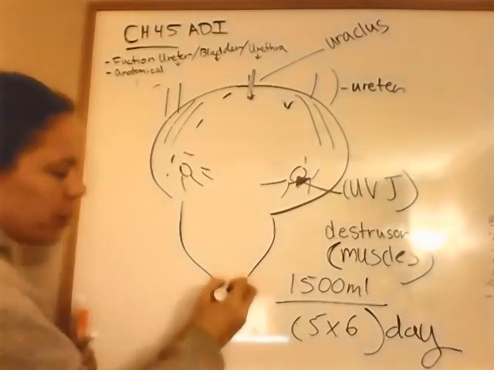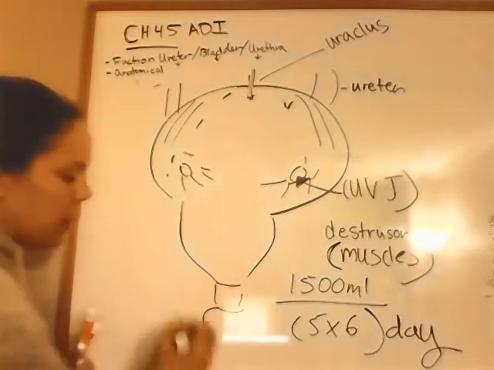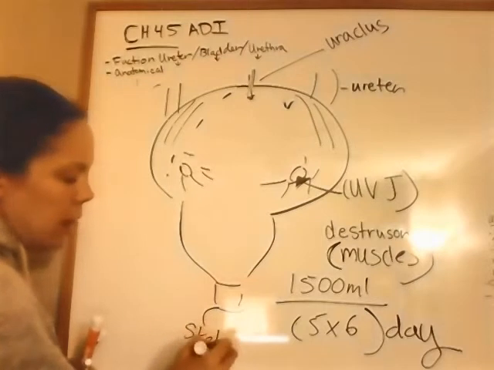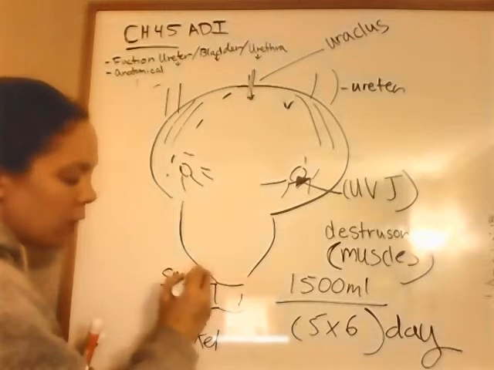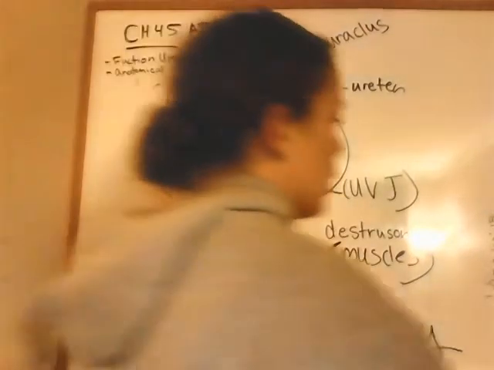And of course, you have your sphincters. So you have an internal and external sphincter. Your external sphincter is voluntary, so it's made out of skeletal muscle. And your internal sphincter is made out of smooth muscle. So you don't have control of your internal sphincter, but you do have control of your external sphincter, and we'll go over impulses here in a second.